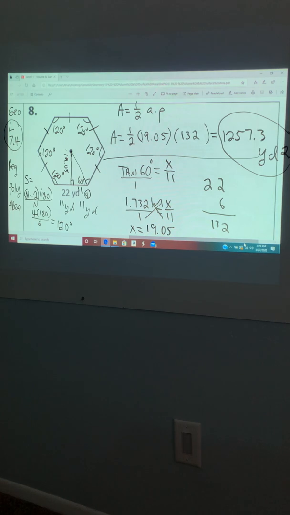Okay, talk to me about number 8. It's interesting that this one problem does everything that we've been learning this 9 weeks. We have the polygon interior angle theorem, and then the trigonometry that we're using. The final answer, if you want to paint the floor of that gazebo a different color, is 1257.3 yards squared.